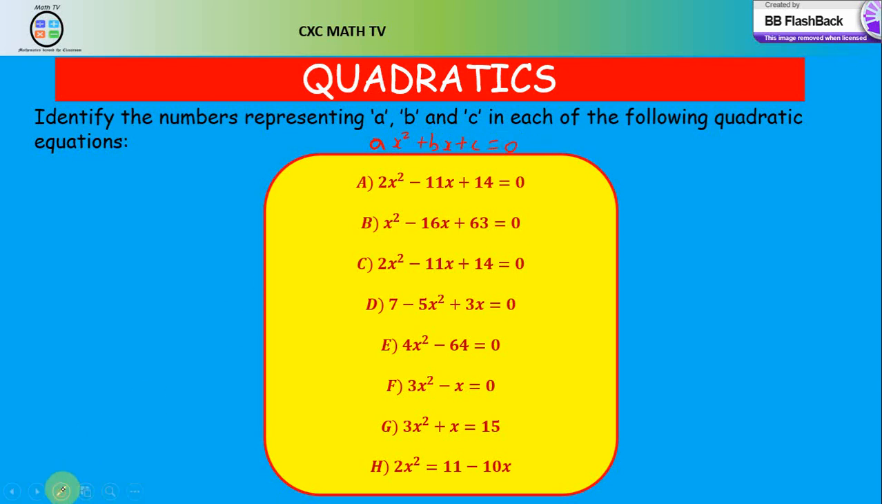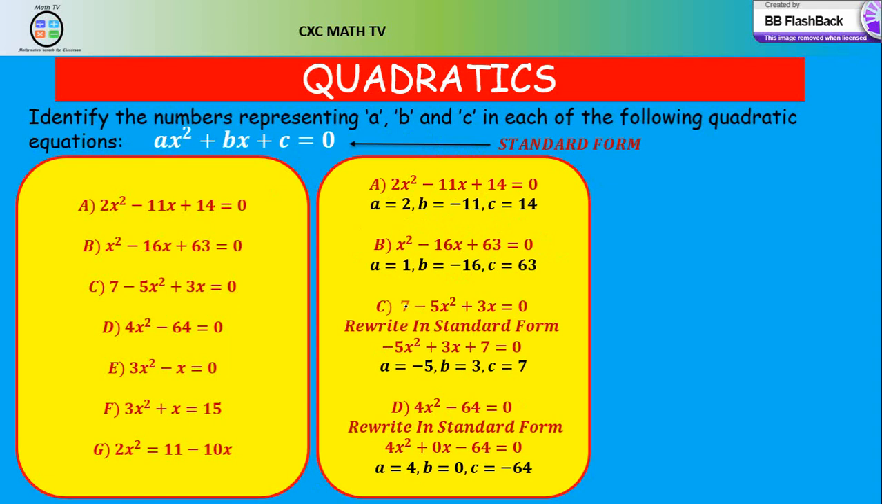It's straightforward to tell for the first one right here: a is 2, b is negative 11, and c is 14. For the second one, a is what? 1, b is negative 16, and c is 63. You tell me, ignore C because A and C is the same thing. D, what is the value of a, b, and c?